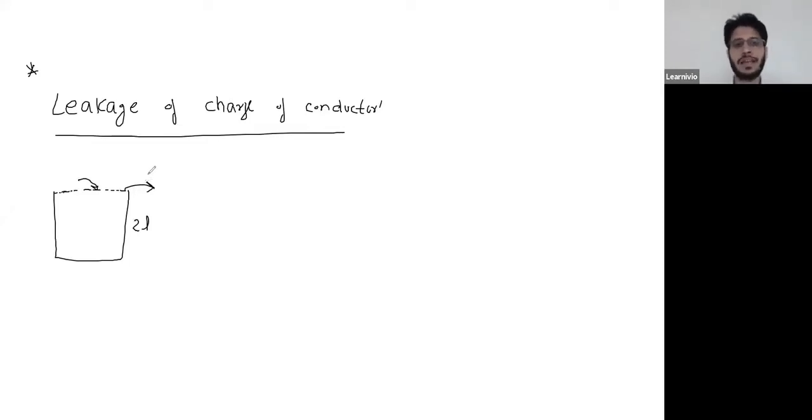So do you think that charge will leak in the same manner? Afroza, Fatma, Johanna, do you think so? See, charge is not a particle. Unlike water, unlike fluid, charge is not a particle. Charge is a property. Filling a container with water and filling a conductor with charge are two different things. Water is a particle, something that you can store. Charge is just a property. Electron is not charge, electron is a particle which has a negative charge.